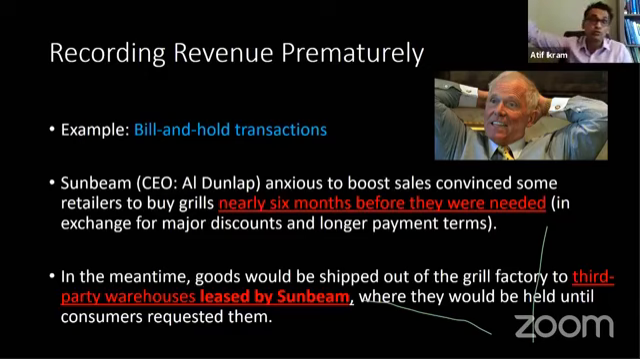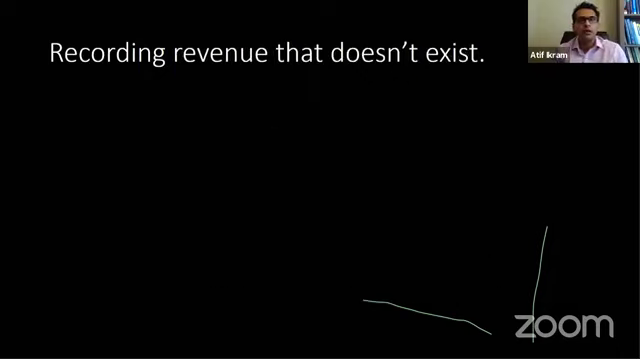Technically speaking, that sale was supposed to be recognized 6 months later. You are recording it prematurely, right? So that's one way to do it. Recording revenue that doesn't even exist, fabrication, outright fraud.